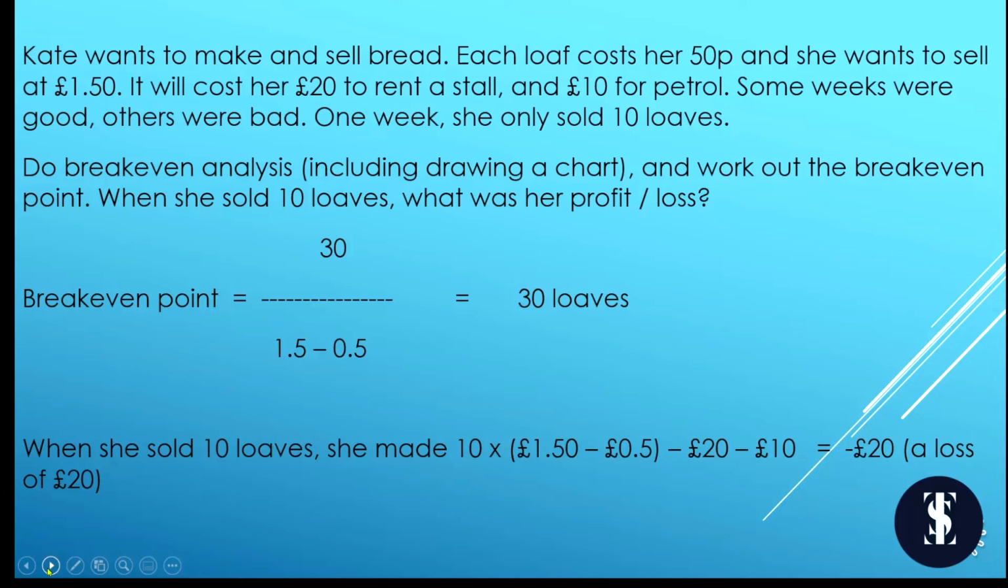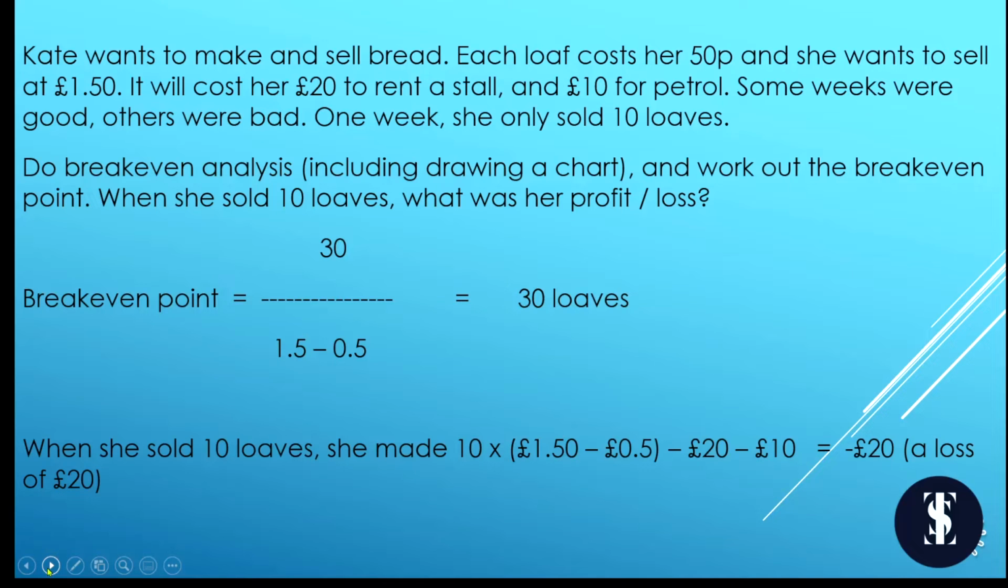So break-even point, remember, is fixed costs divided by selling cost per unit minus variable costs per unit. So in this case, your fixed costs are £30, £20 plus 10. You're selling for £1.50, it's costing you 50p, so that's £1 difference. So 30 divided by 1 is 30 loaves. So if she sells 30 loaves, she will break even.